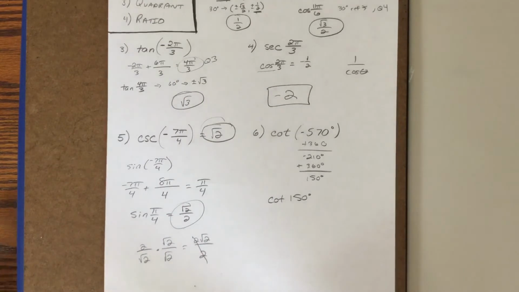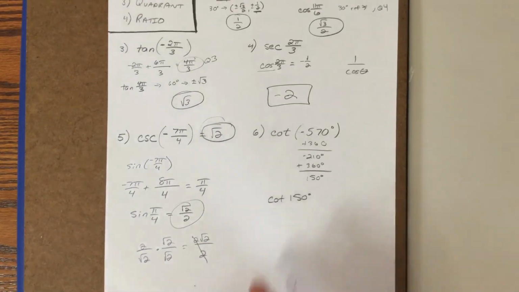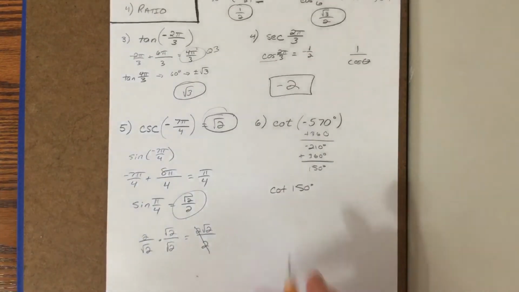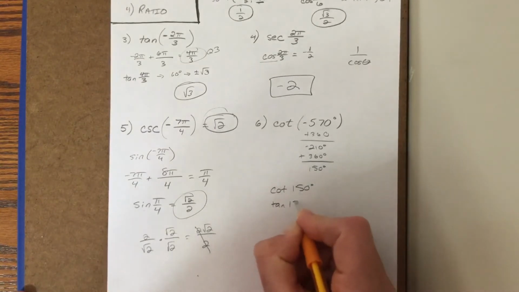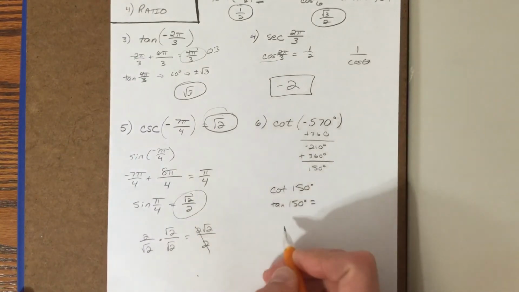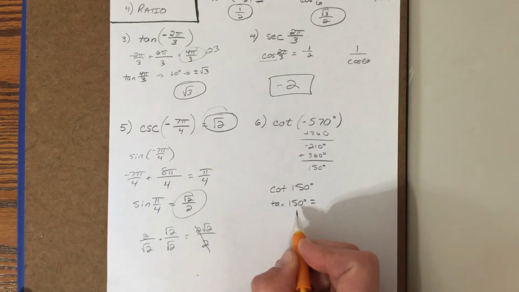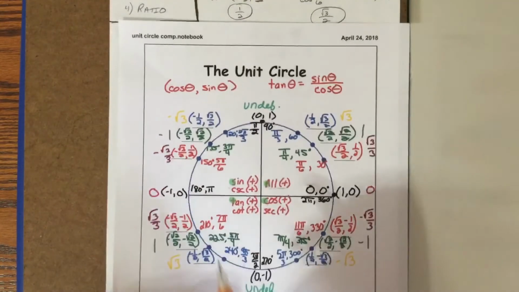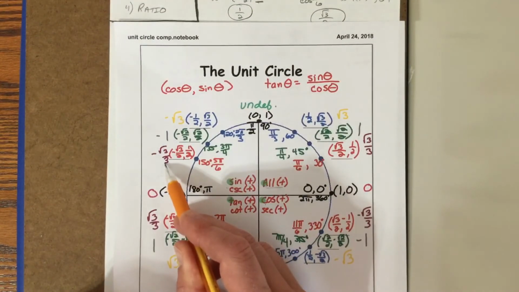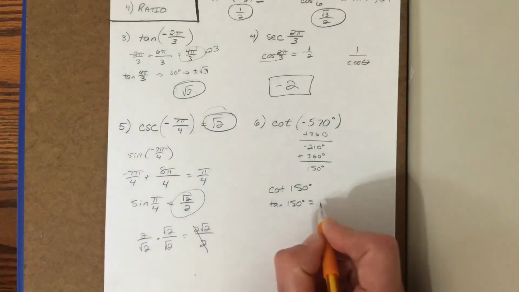Again, we probably don't have those values of cotangent memorized, but hopefully we'll have the values of tangent memorized, and then we can just find the reciprocal. So the tangent of 150 degrees, that's a 30-degree reference angle in quadrant 2. Since it's a 30-degree reference angle, it's going to be negative root 3 over 3 because tangent is negative in quadrant 2. You can see that here again, there's your value of tangent, negative root 3 over 3.